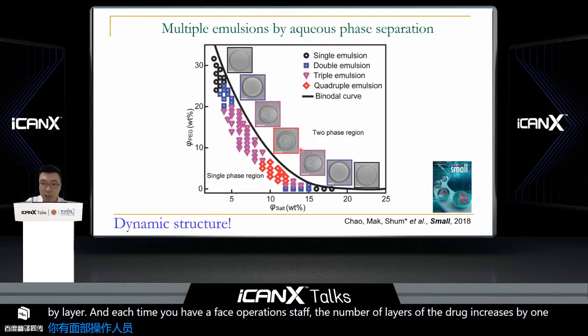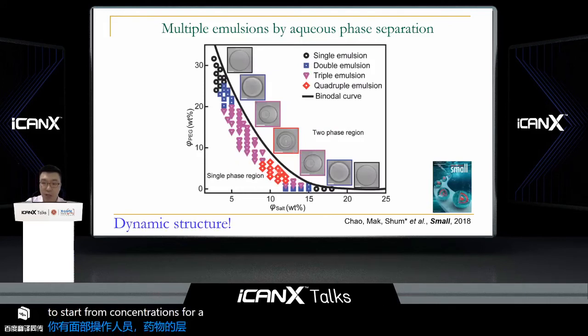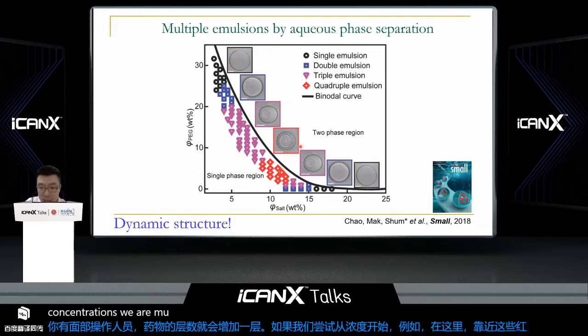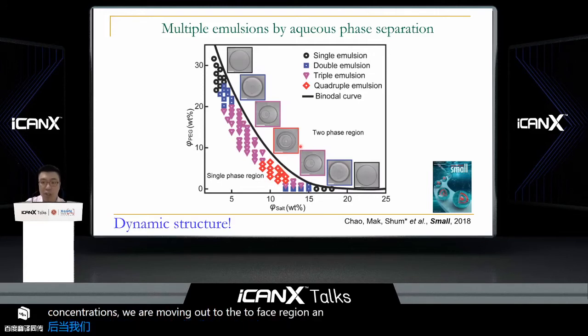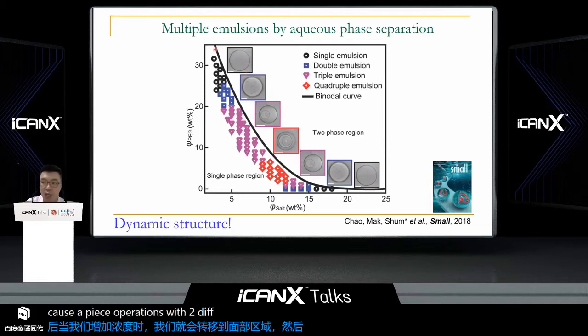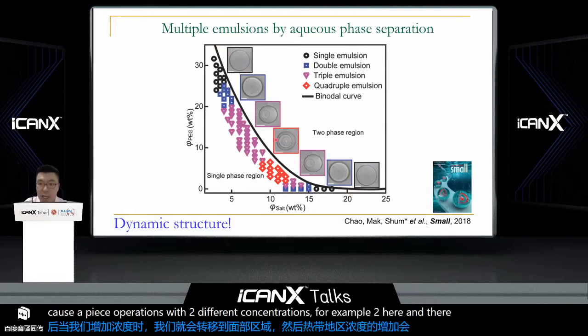If we try to start from concentrations, for example, around here, near these red dots, then when we increase the concentrations, we are moving out to the two-phase region. And then the increase in concentrations of the droplet will cause a phase separation with 2 different concentrations, for example, to here and there.